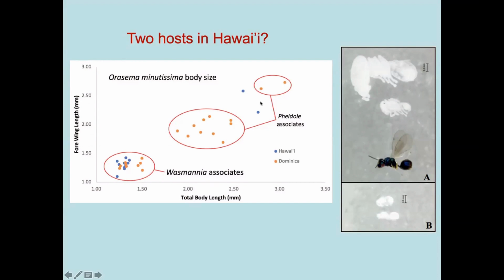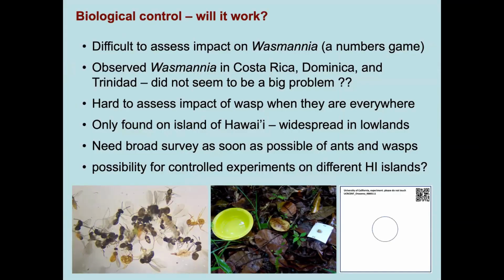And one of the questions we have is, are these attacking the Phaedoli in Hawaii, which is why we're getting that large size, or potentially are they attacking reproductives of Wasmannia, which might result in them also coming out with large size? These, again, are things that are unknown that we still need to figure out. So as far as everybody here is concerned, is biocontrol, will it work?